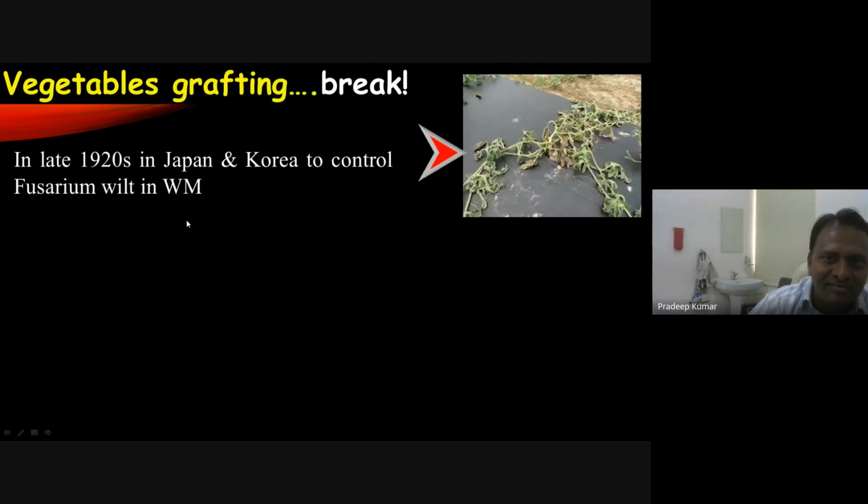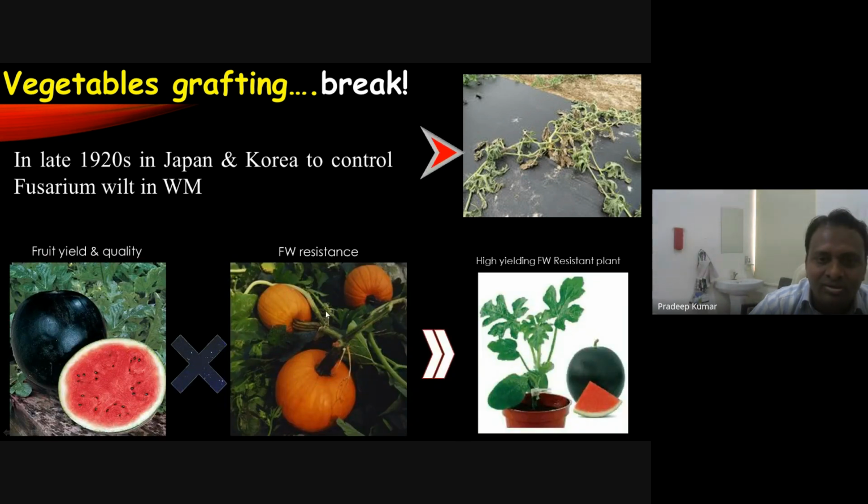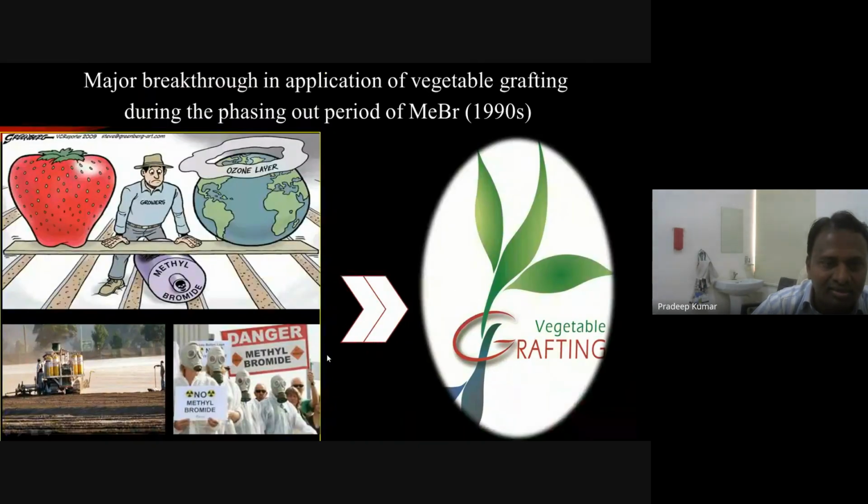The grafting actually began in the late 1920s when a Japanese farmer grafted watermelon on pumpkin rootstock and found the plants which were grafted had resistance to the particular disease. The plants did not die, but the other plants could die because they were susceptible. And this is because of host specific resistance. The pathogen that affects the watermelon, the fusarium wilt, does not affect the pumpkin. The pumpkin is resistant to that pathogen. So this host specific resistance can be incorporated.